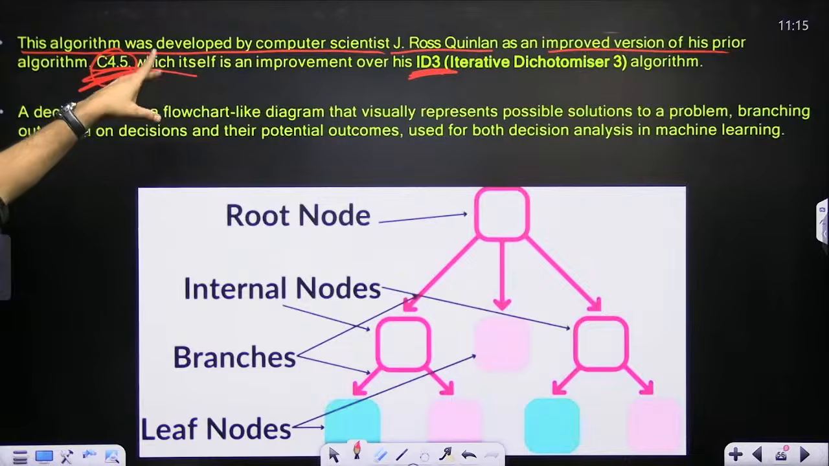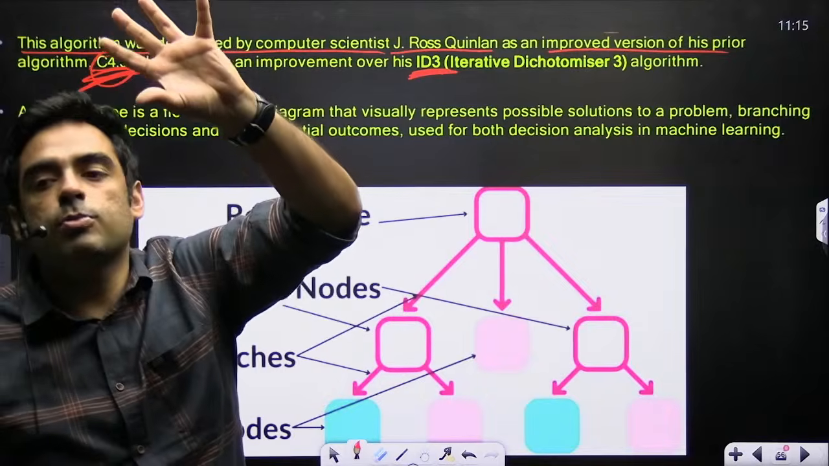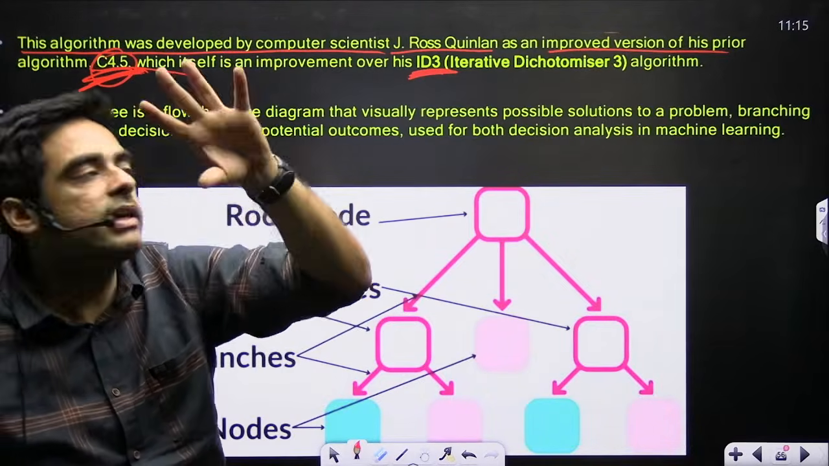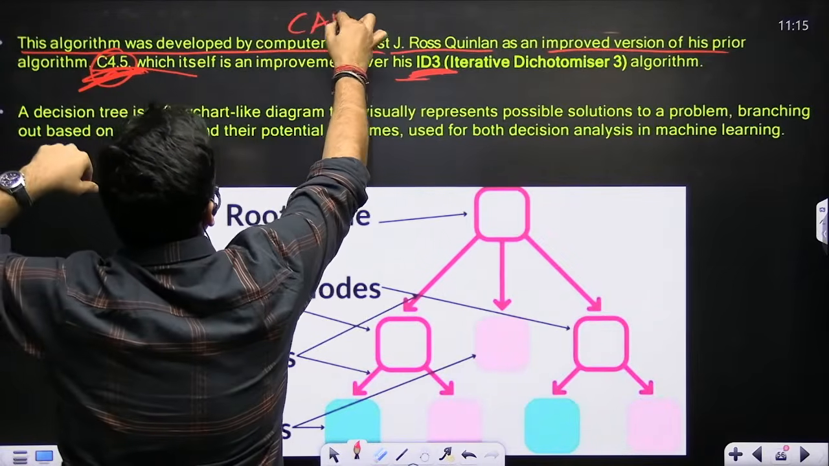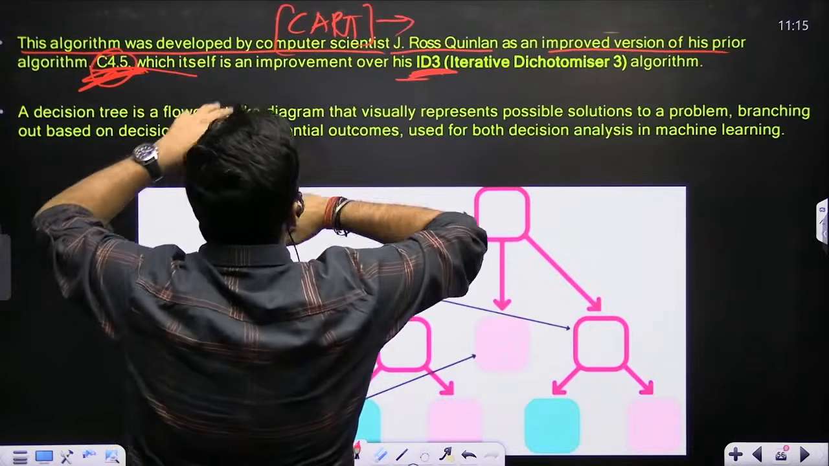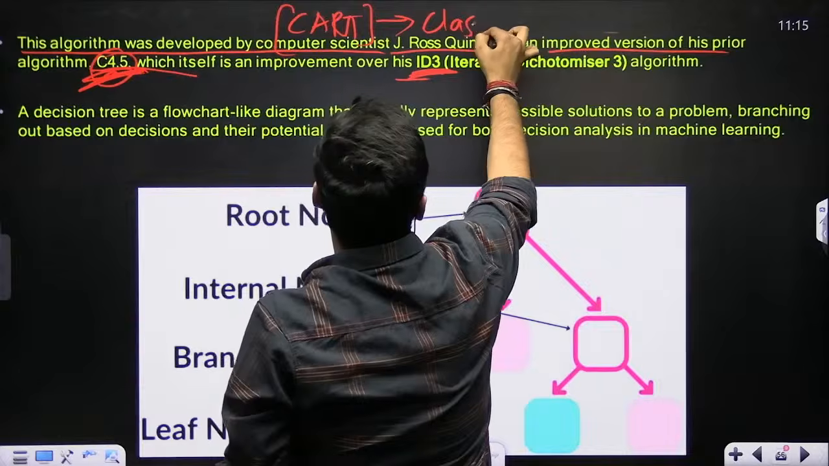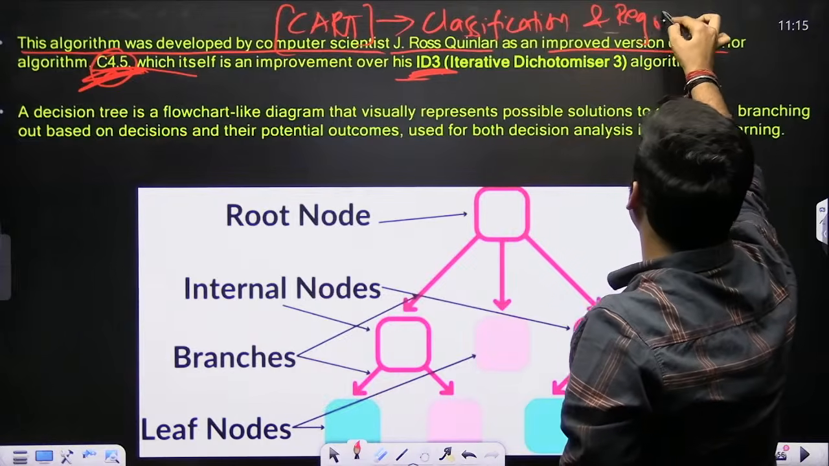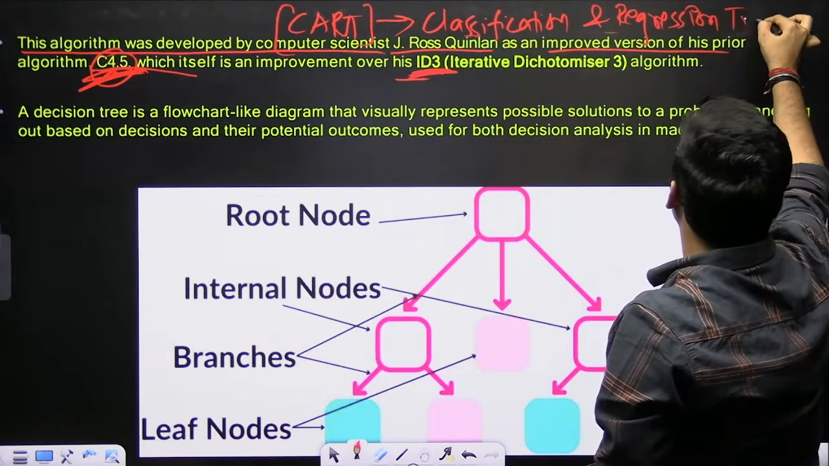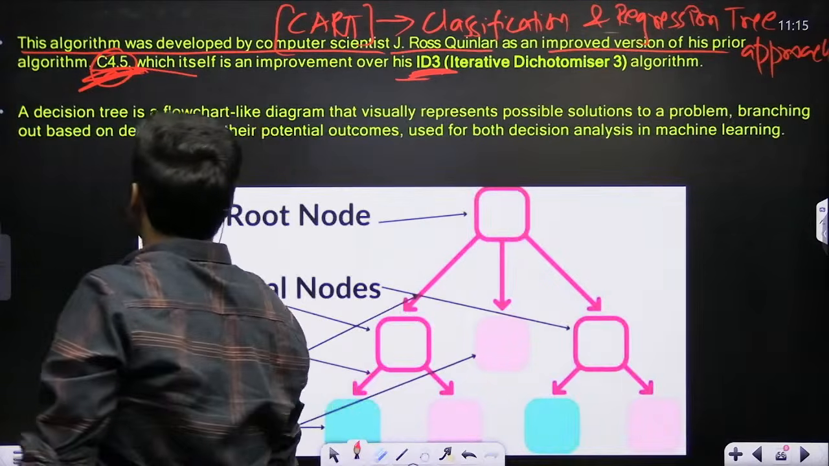If a question comes that you have to solve using ID3 or C4.5, that means you have to apply a decision tree. This is C4.5 and ID3, and it uses the CART approach. What is the CART approach? Classification and regression tree approach. So this uses a classification and regression tree approach.